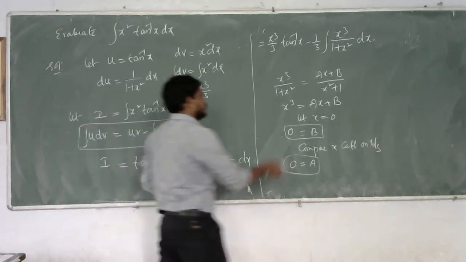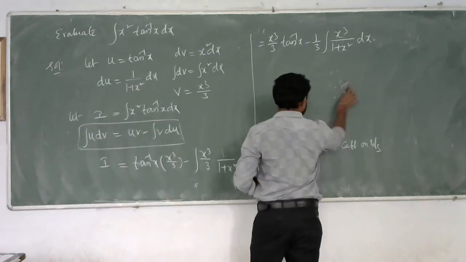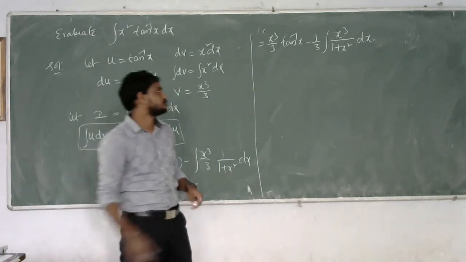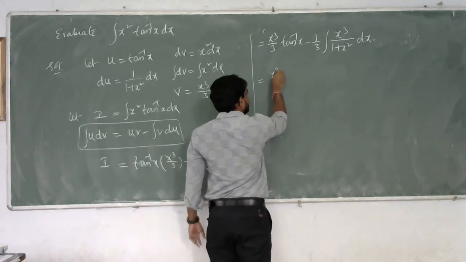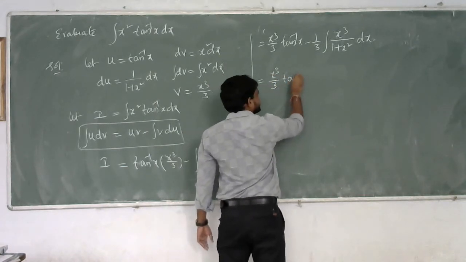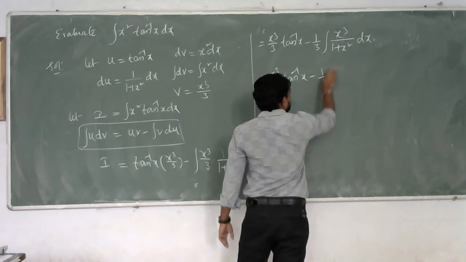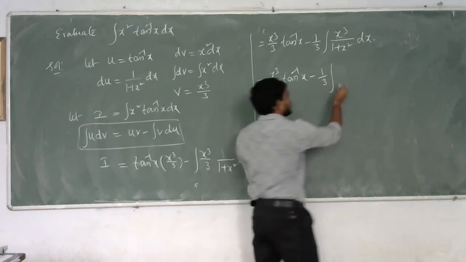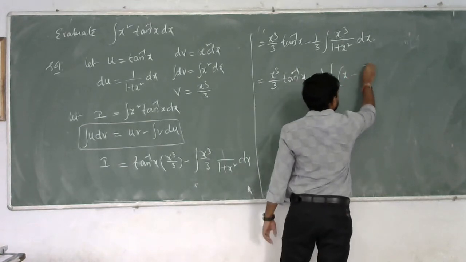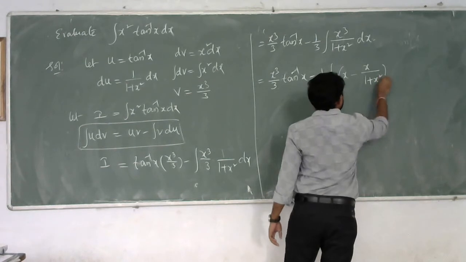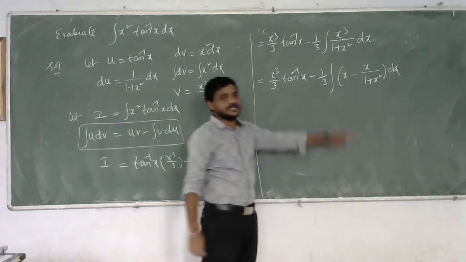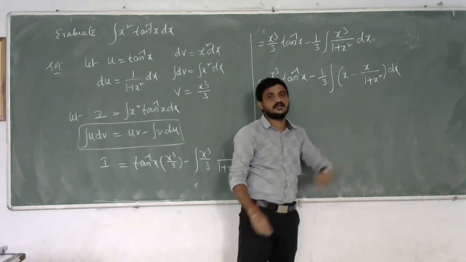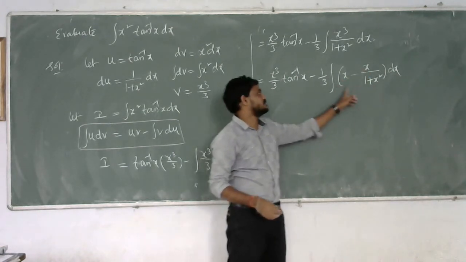Then how to solve? How to evaluate that integral? See, in these types of cases, we have to write this x cubed by 1 plus x square as x minus x by 1 plus x square into dx. I am writing x cubed by 1 plus x square as x minus x by 1 plus x square. Let us simplify this value.